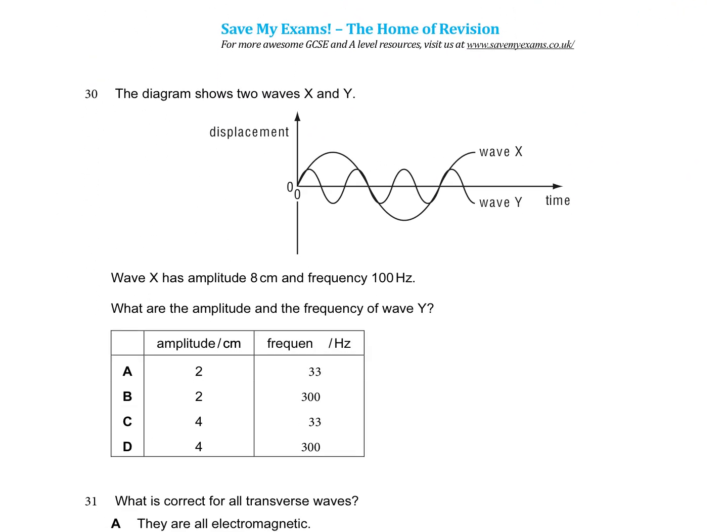Got two waves, x and y. Wave x has an amplitude of 8 and a frequency of 100 hertz. What is the amplitude and frequency of wave y? Now, for amplitude, we're looking roughly at how much it's changed by. Let's start with frequency so we can rule some out.